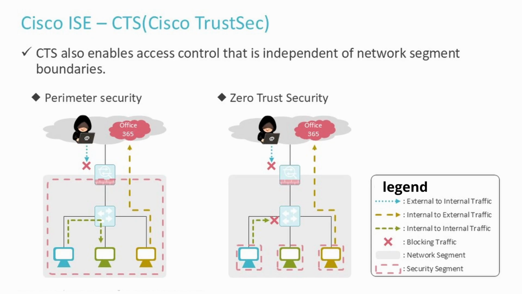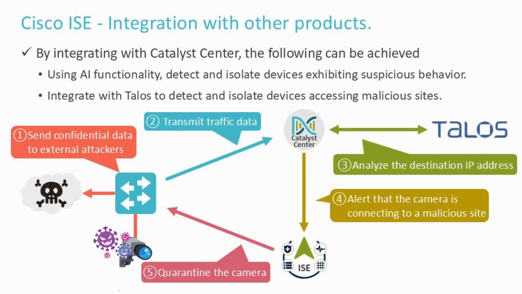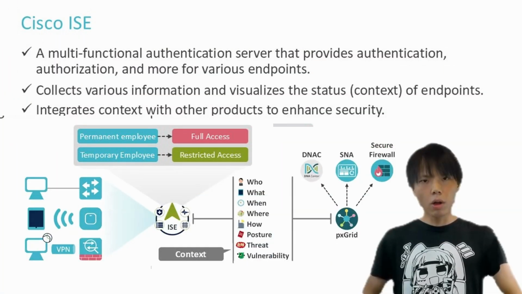ISE supports various functions like posture, BYOD, and CTS, but it has limitations on its own. To further strengthen organizational security, ISE must be integrated with other products. For example, integrating ISE with DNA Center allows using the Talos database to evaluate device IP addresses and isolate those communicating with dangerous sites.